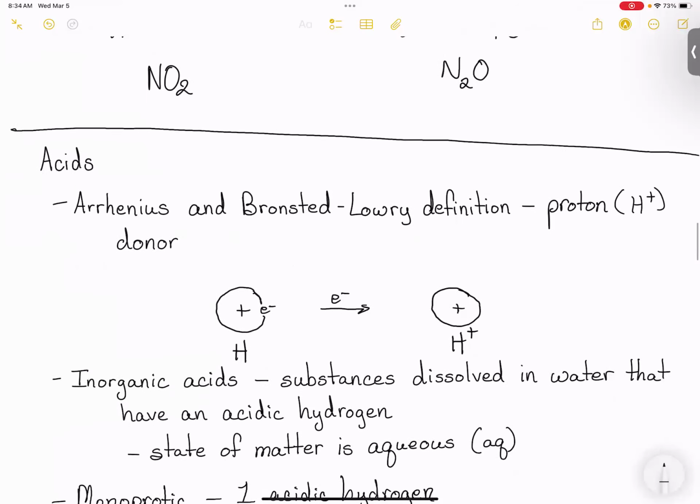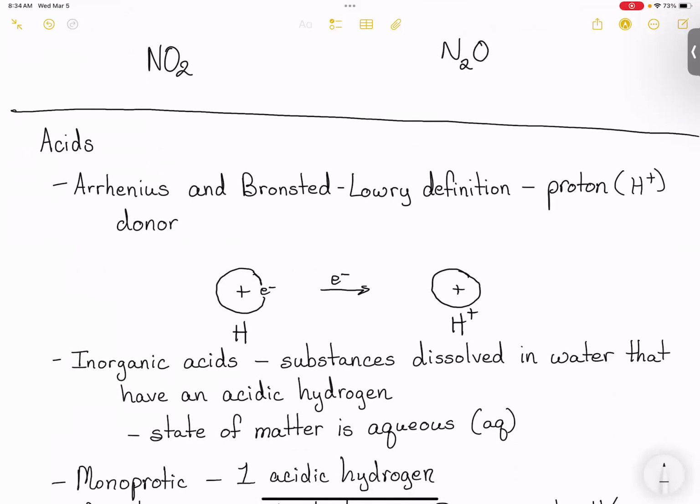We're specifically going to be dealing with inorganic acids. These are substances that, when dissolved in water, have an acidic hydrogen. Since we're talking about a substance dissolved in water, this substance is going to have the state of aqueous, AQ.